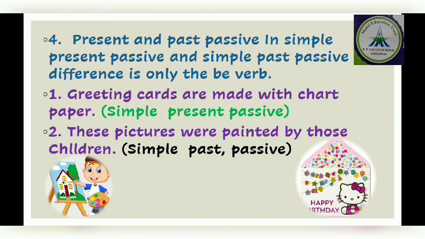How do we come to know? Because "are" is there. Are is used for the simple present tense. "Made" is there. That means it is the past participle form of the verb. So we can call it a simple present passive. And for simple past passive, only "were" is there. These pictures were painted by those children. Were is used for past and painted is the past participle form of the verb. So in this way you have to change.